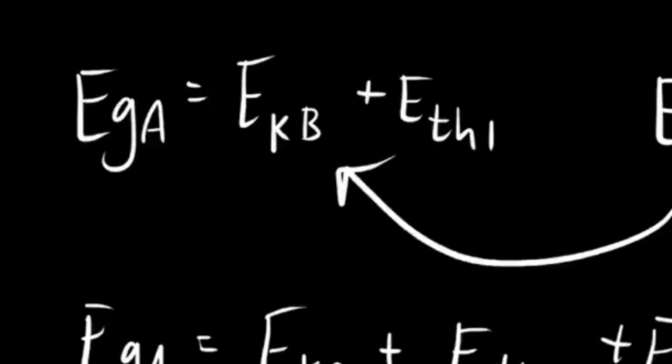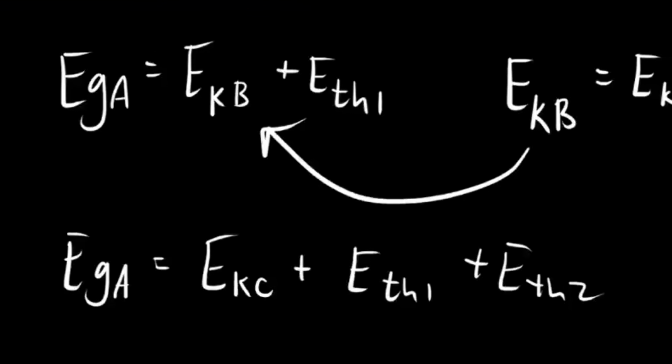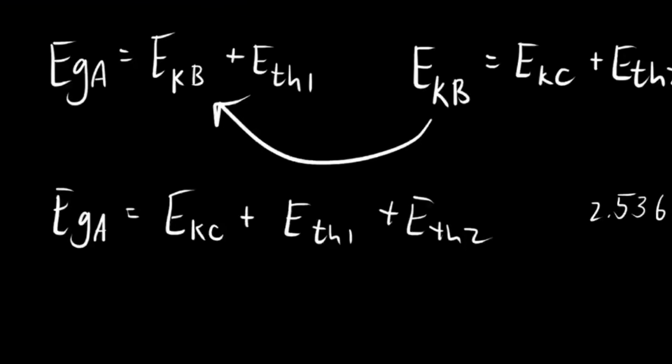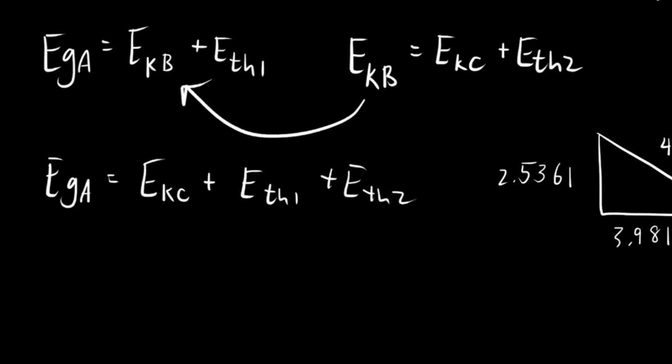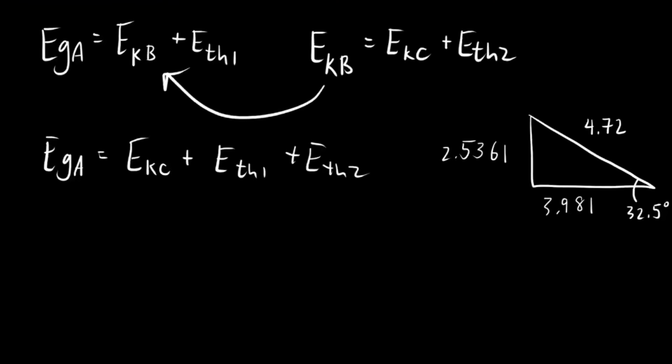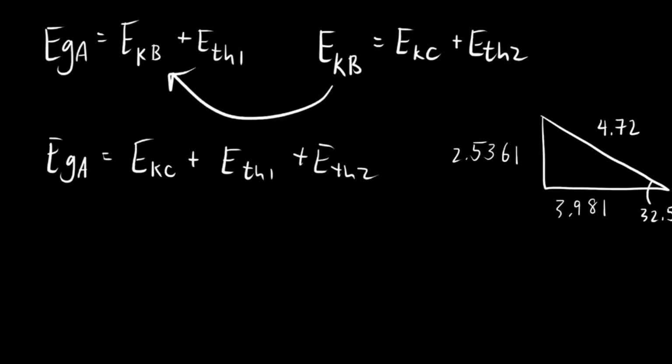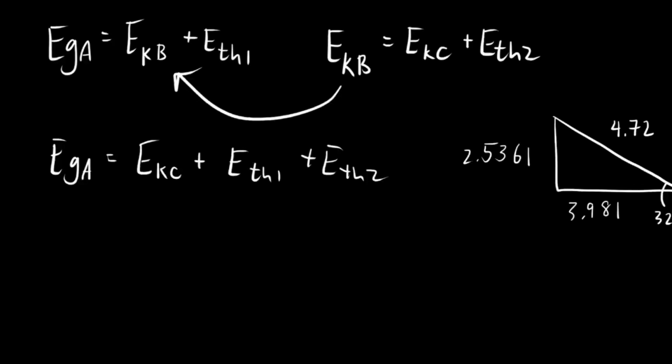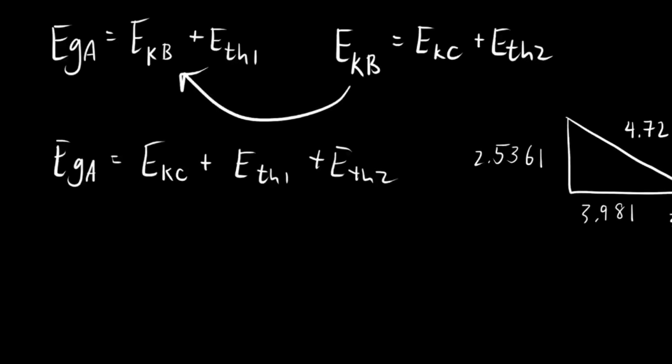The problem begins with only gravitational potential energy at A. As it slides down to B, thermal and kinetic energy alike is produced. The same occurs as it approaches C. Therefore, we're left with a final equation which states that the gravitational potential energy at A is equal to the sum of the kinetic energy at C, the thermal energy produced from A to B, and the thermal energy produced from B to C.